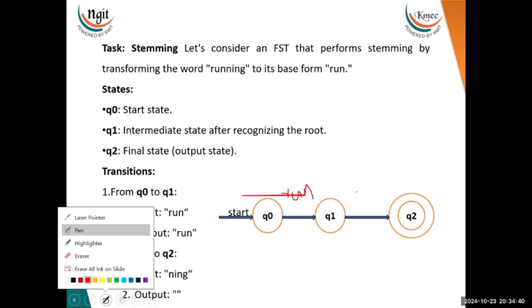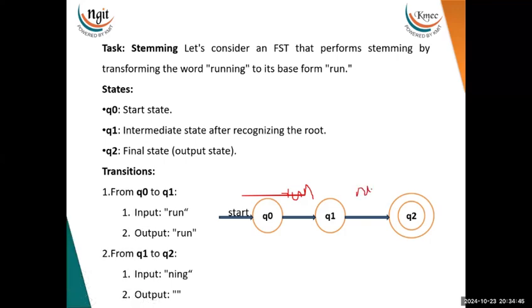Here we are trying to add ING to make running. Okay. So now you can understand from this, Q0 is the start state, Q1 is the intermediate state after recognizing the root, and Q2 is the final state, that is the output state.